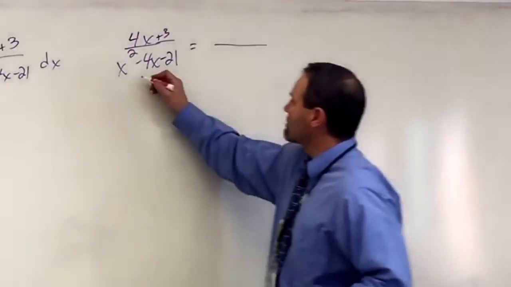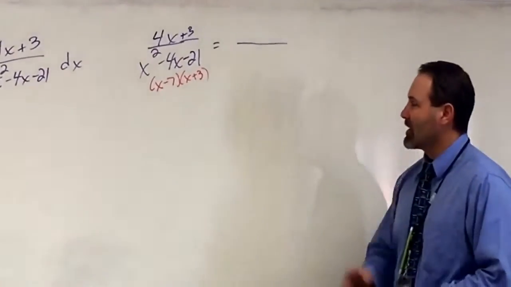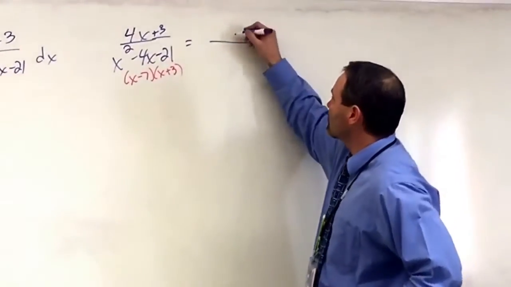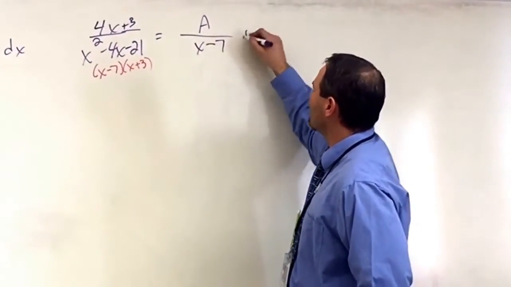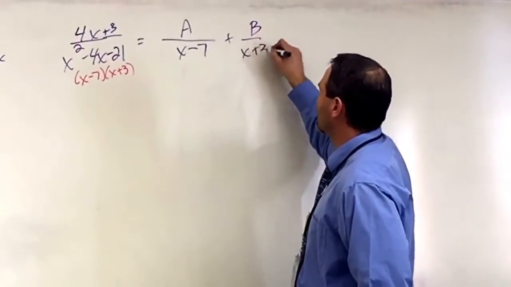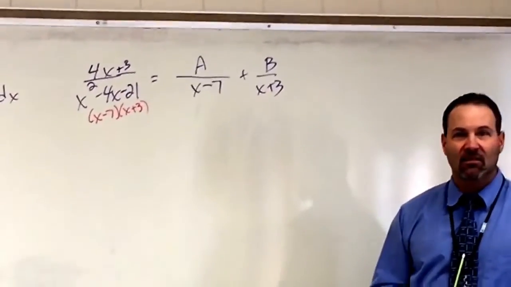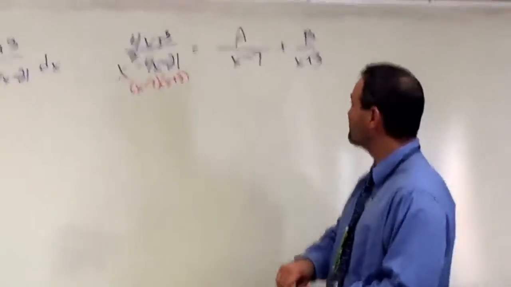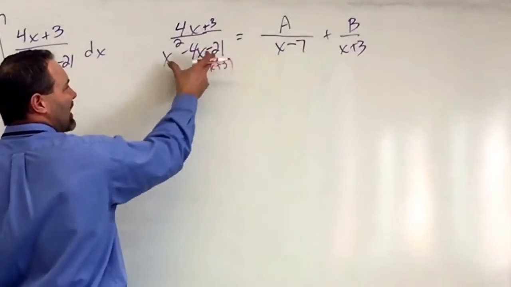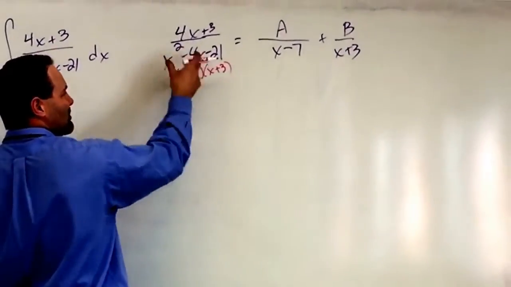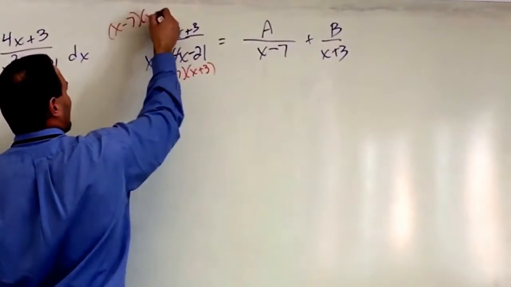Okay, so this factors to be x minus 7, x plus 3. Somebody said factor. So it has 2 factors. So I'm going to assign A on top of the first factor and B on top of the second factor. Looking familiar at all? Yeah, A and B are the initials of Monica. Okay, so we are going to multiply both sides by the bottom. So we're going to multiply both sides by x minus 7 times x plus 3.